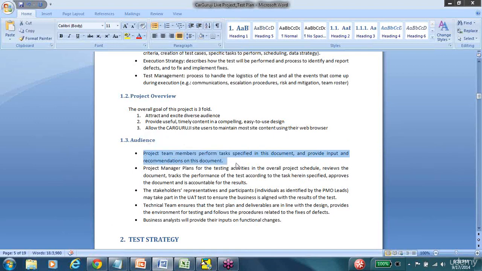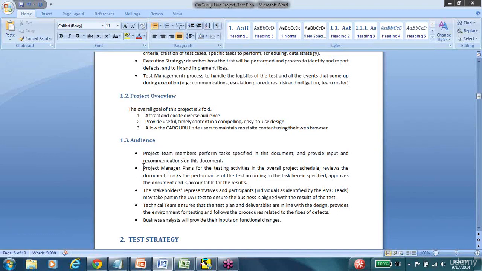So we were talking about how the QA team has a contributory role when it comes to the test plan document. So what kind of contribution is it? One is that we are going to perform the tasks specified here. We provide our inputs and we also provide our recommendations. But nowhere does it say that we are authorized as project team members to go ahead and make those changes, to implement those recommendations on this document, because it's not our job. It is something that has to go through the intended owner, who is the QA team lead.